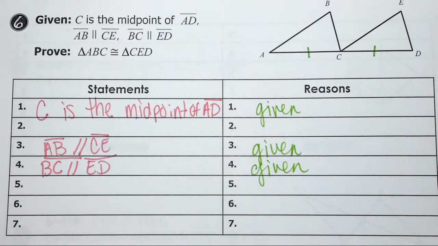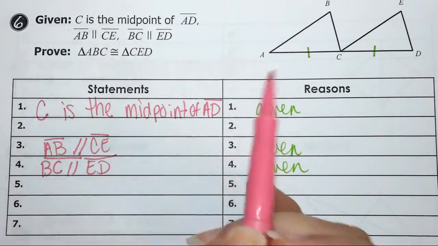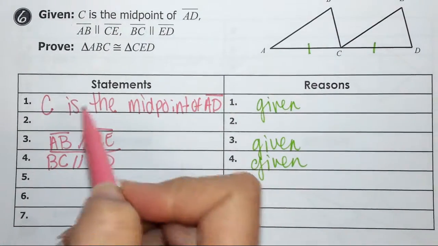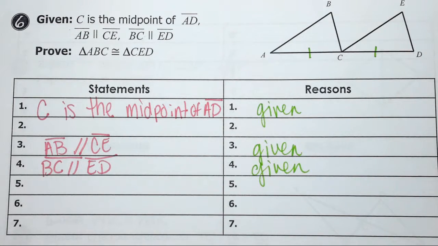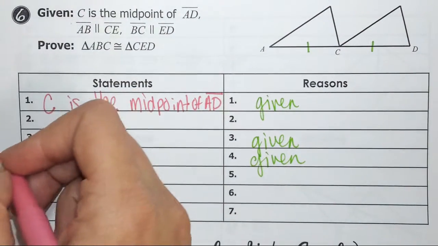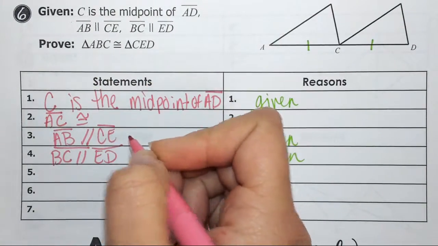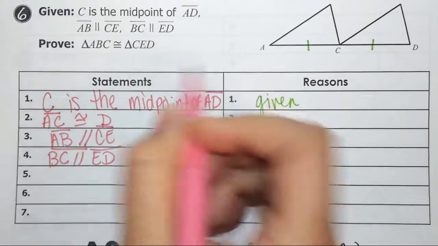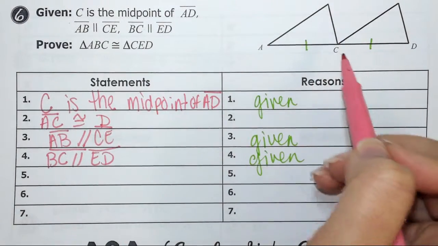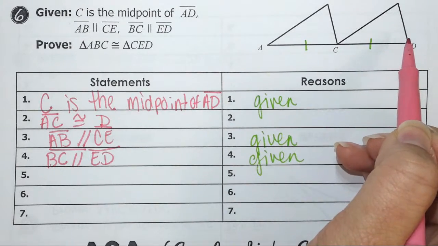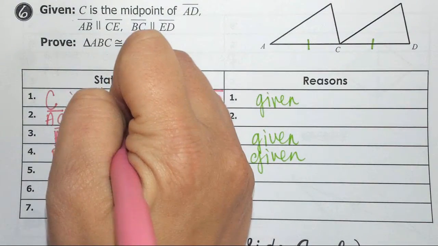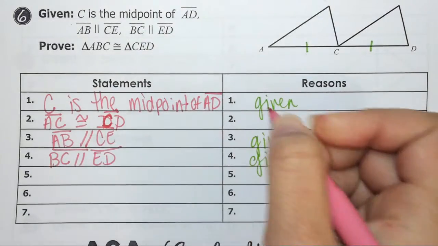Alright, so let's look at number 6. The first thing it told us was that C was the midpoint of what? AD. So we drew tickies here. So what can we say after C is the midpoint? AC is congruent to DC? If we start from the outside and we go in, should we start from the outside over here and go in? So it would be what? CD. And what is the reason that they're congruent?